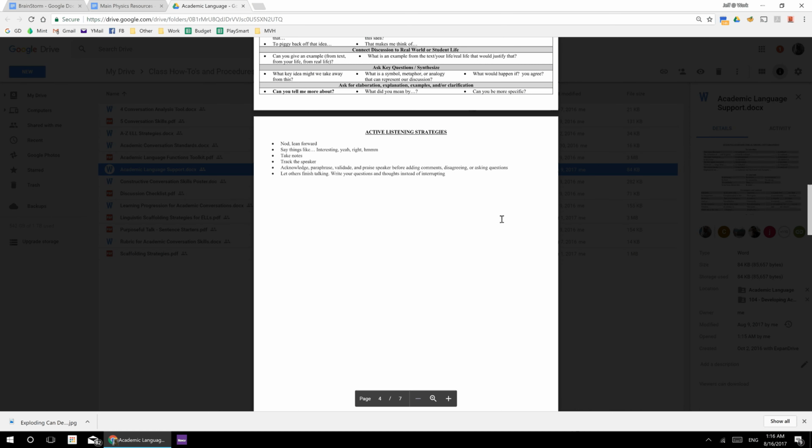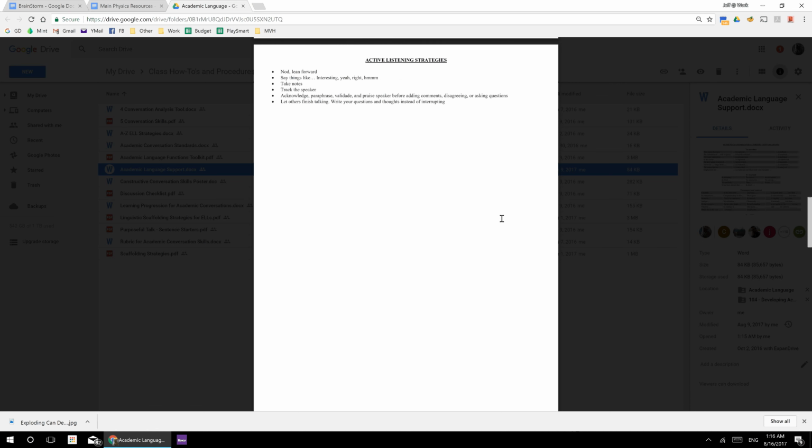The fourth page talks about things that you can do to help you be more active in the discussion, which is active listening. A few things you can do is nod or lean forward to show people that are talking that you are paying attention to them. You can also say things like interesting, yeah, right, or do snaps to agree with something that someone is saying.